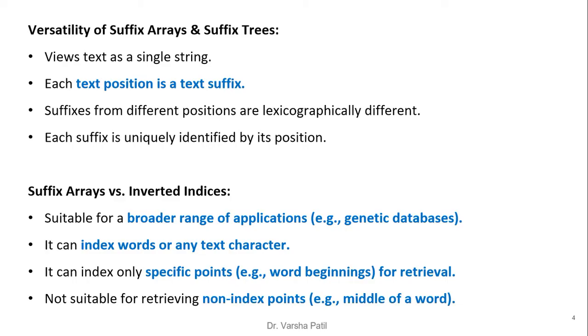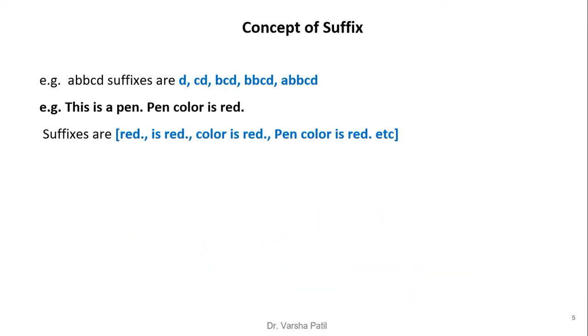Comparison between the suffix array and inverted indices. Suffix arrays are suitable for a broader range of applications, that is, genetic databases. It can index words or any text character, but it can index only specific points for retrieval, for example word beginnings, and is not suitable for retrieving a non-index point, that is, the middle of a word. So every word is indexed from its starting position only.